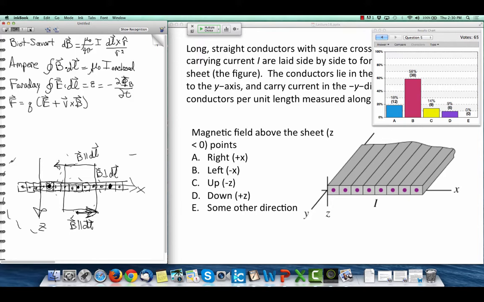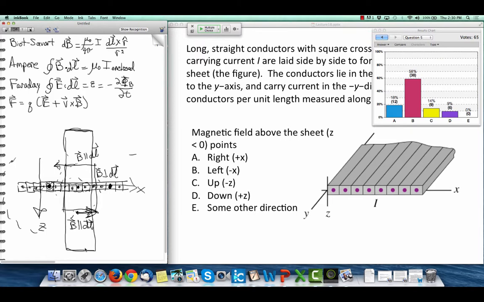So what can you say about farther away? Say I chose the same width loop, but I want points farther away. Well, the current enclosed is the same if it's the same width loop. B times dl is still B times this length, B times that length, that's the same.